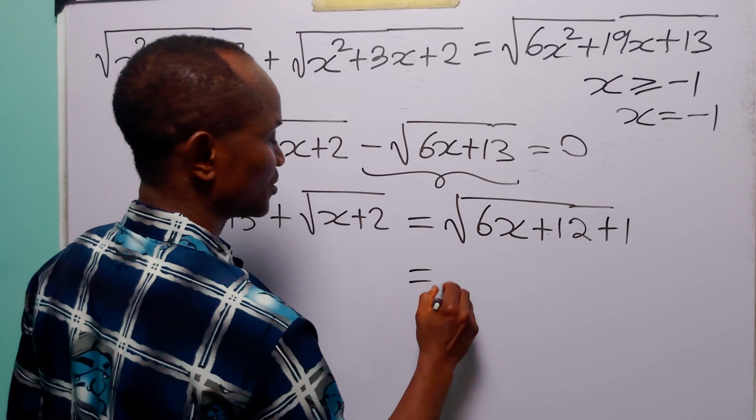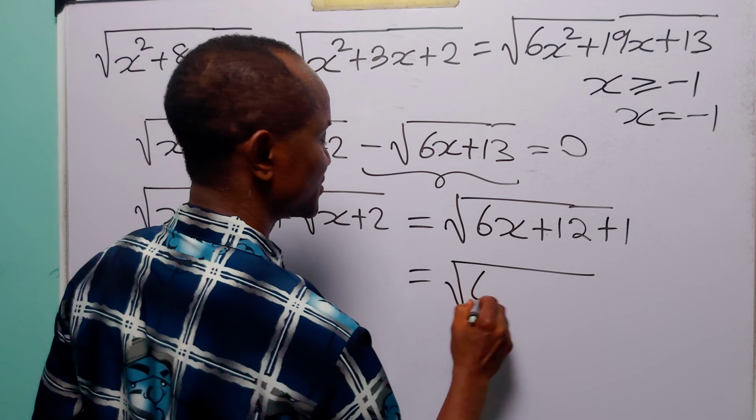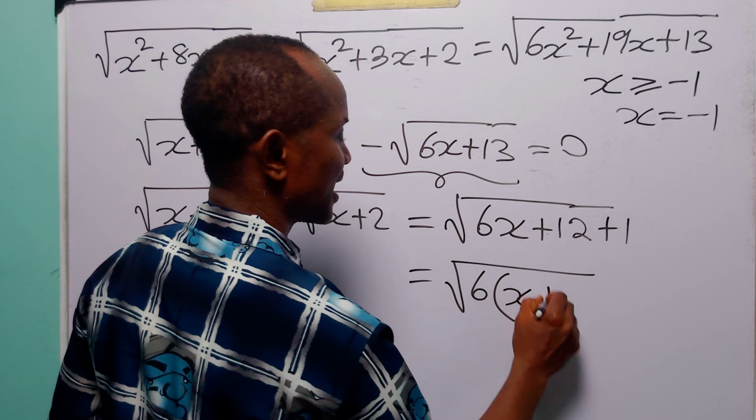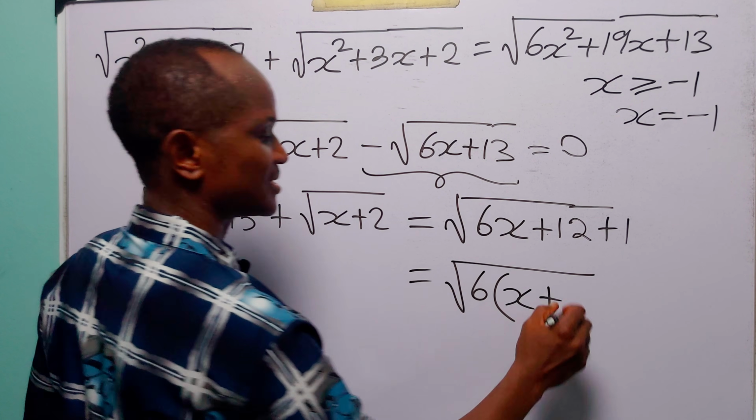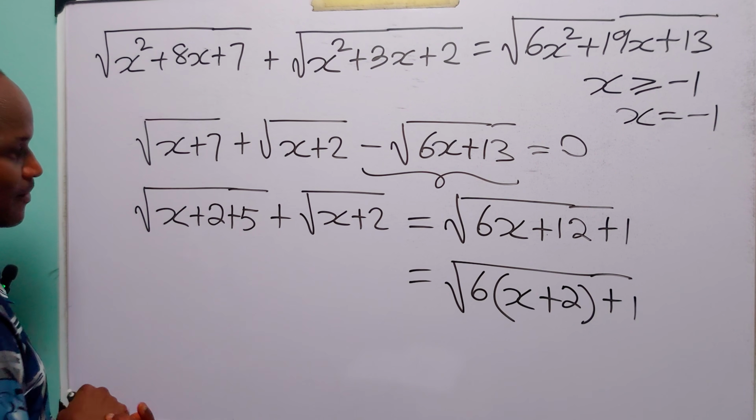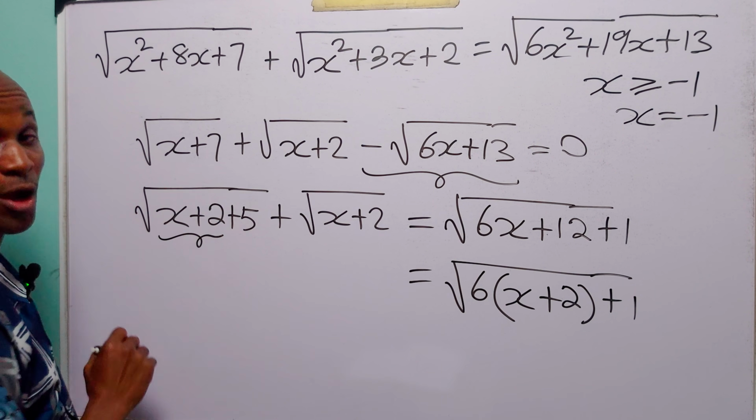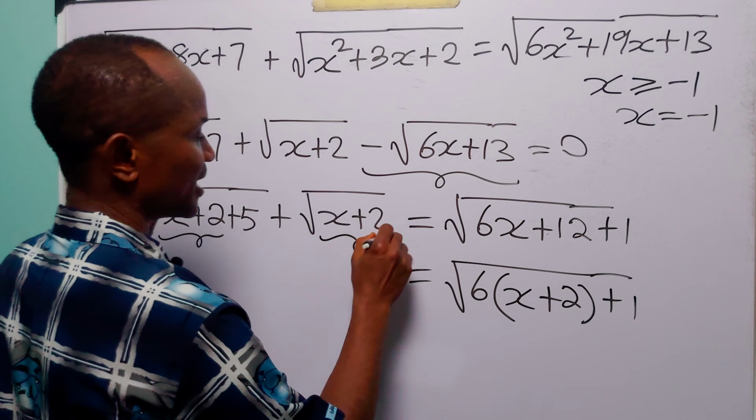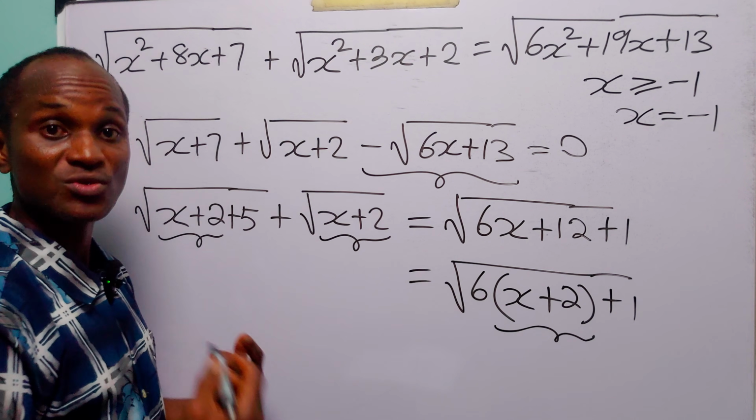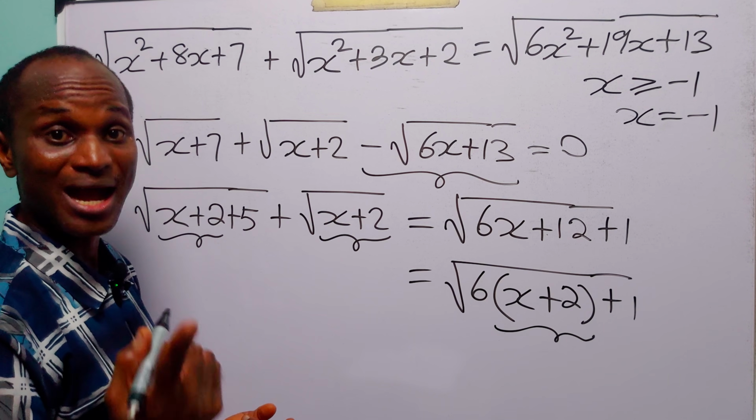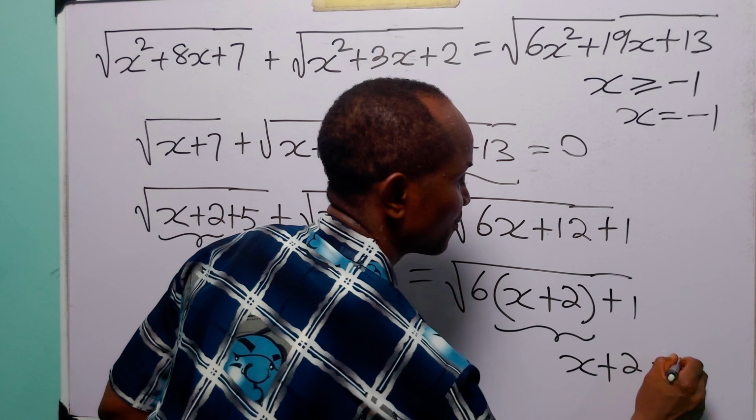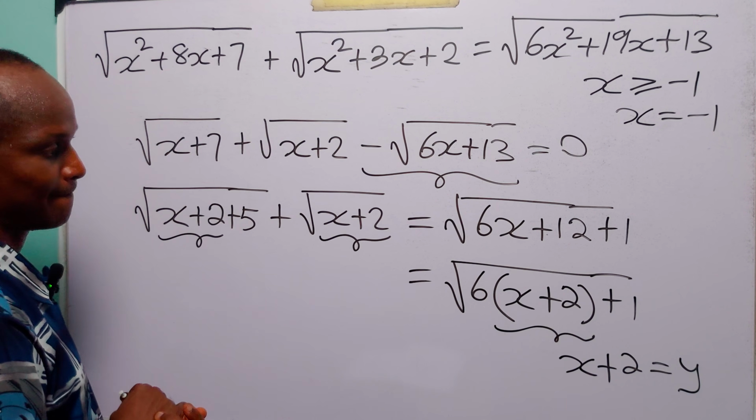But then this can also be written as the square root of 6 into 6x divided by 6 is x. And 12 divided by 6 is 2. We still have plus 1. Now, here we have x plus 2. Here we have x plus 2. And here we have x plus 2. So to simplify this equation, let us do another substitution. Let x plus 2 be equal to the letter y.